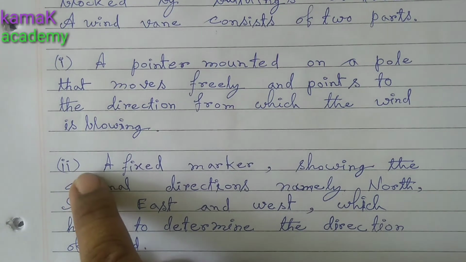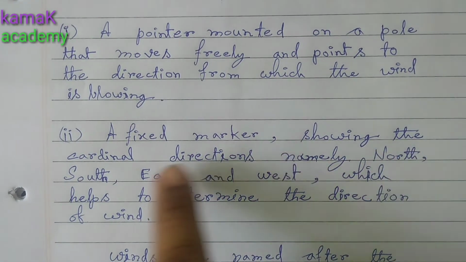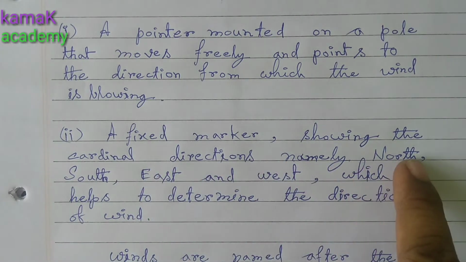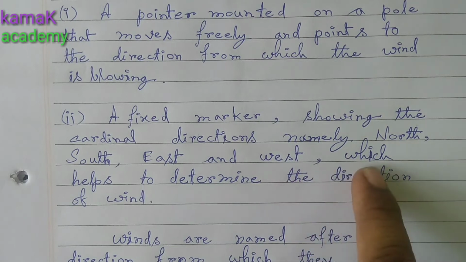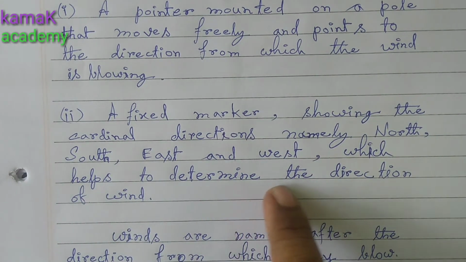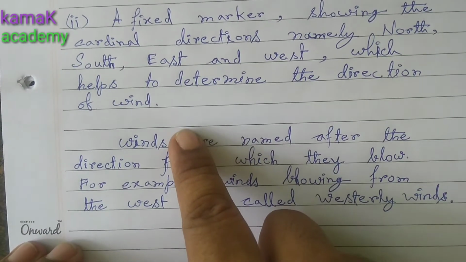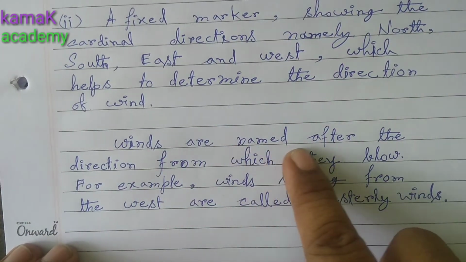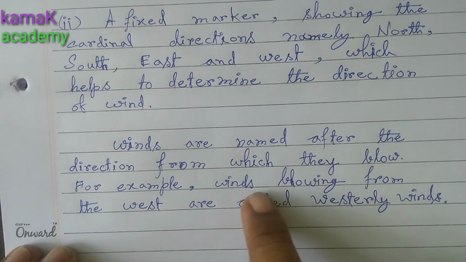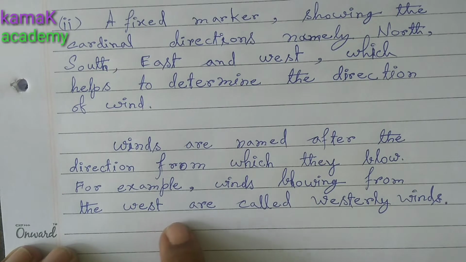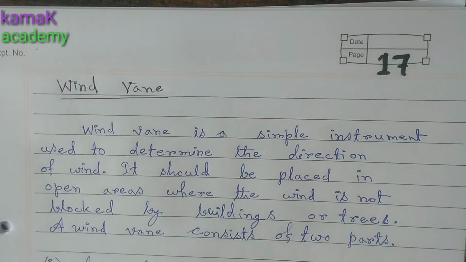Roman 2. A fixed marker, showing the cardinal directions, namely north, south, east and west, which helps to determine the direction of wind. Come to next para. Winds are named after the direction from which they blow. For example, winds blowing from the west are called westerly winds. Come to next page.